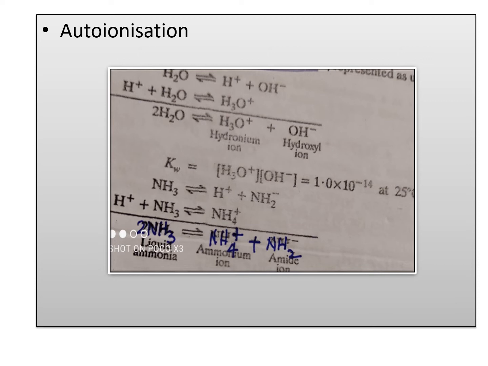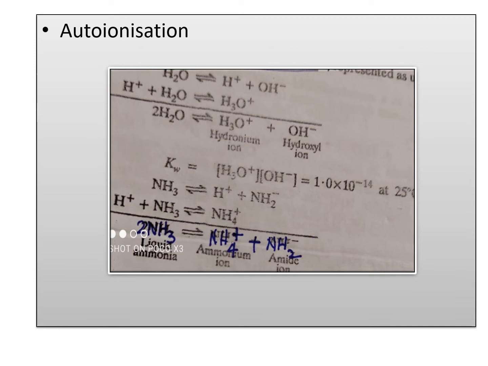Another similarity with water is the polarity of liquid ammonia. It has a pyramidal structure which makes it polar. Another similarity is autoionization in liquid ammonia, similar to autoionization of water. It is represented as H2O gives H+ plus OH-. H+ again combines with one molecule of water to form hydronium ion H3O+. That is, 2H2O gives H3O+ plus OH-. Two molecules of water combine together forming hydronium ion and hydroxyl ion.